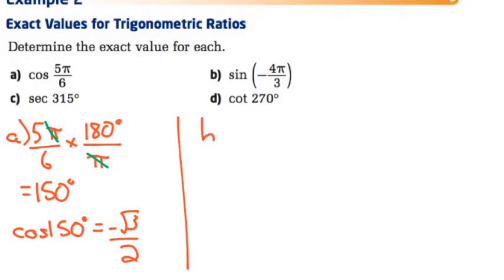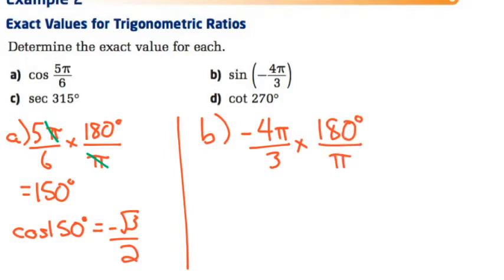Similar thing on question B. We've got negative 4 pi over 3 as our radian measure. Multiply that by 180 over pi. Cancel pi. Do the math. And we have negative 240 degrees. So we're dealing with sine of negative 240 degrees.